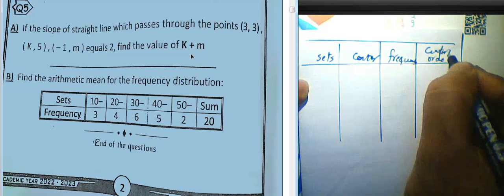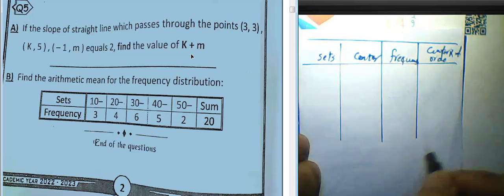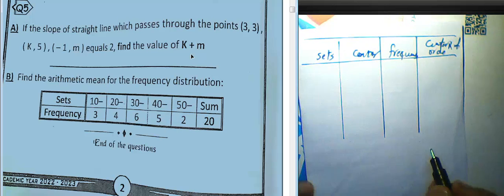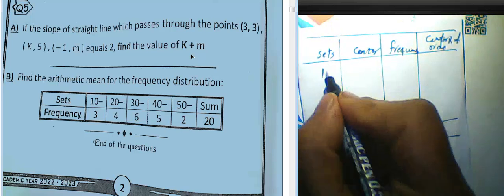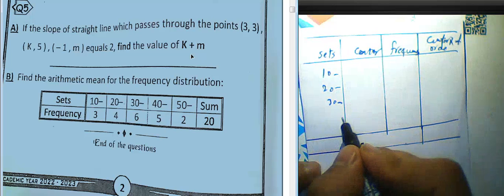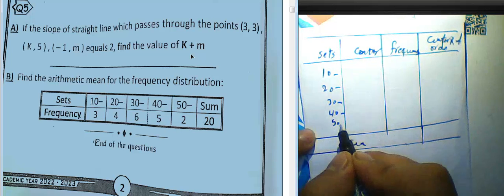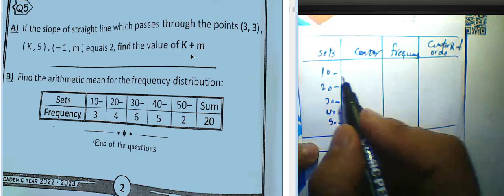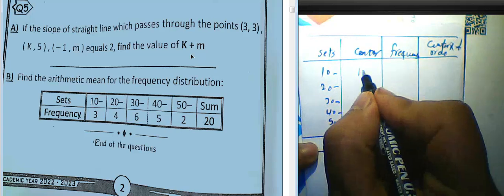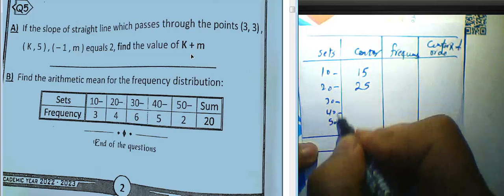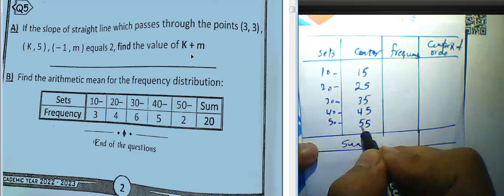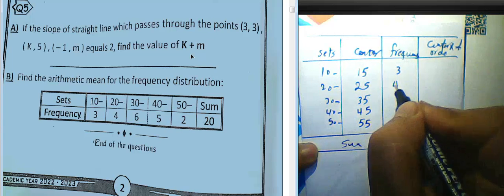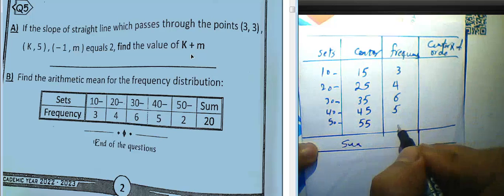Center multiplied by frequency, to find the total and then the sum of them. Draw it as you like and find the sum of the total. First we write 10 to 20, 20 to 30, 30 to 40, 40 to 50, 50 to 60, and the center of each: 10 plus 20 is 30, divided by 2 equals 15, then 25, adding 10 each time: 35, 45, 55. Frequencies are 3, 4, 6, 5, and 2.